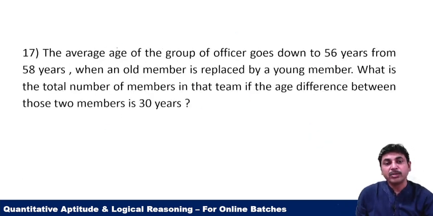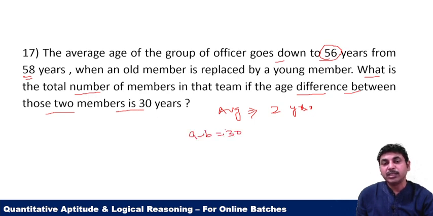Now let us go for the next question. The average age of a group of officers goes down to 56 years from 58 years. So you can see that the average is reduced by, sorry, the average is reduced by 2 years. And what is the total number of members in the team if the age difference between these two is 30? Now the age difference of these two is 30. So what is the difference between the one leaving and the one coming in? It is 30.